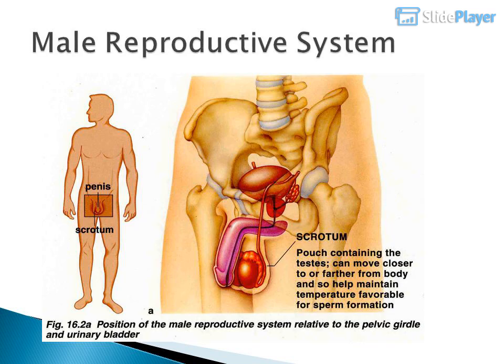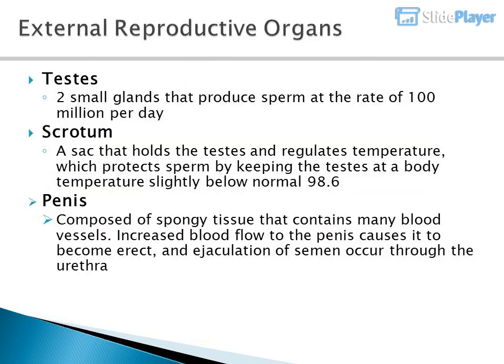Male reproductive system. External reproductive organs. Testes: two small glands that produce sperm at the rate of 100 million per day. Scrotum: a sac that holds the testes and regulates temperature, which protects sperm by keeping the testes at a temperature slightly below normal body temperature, 98.6.